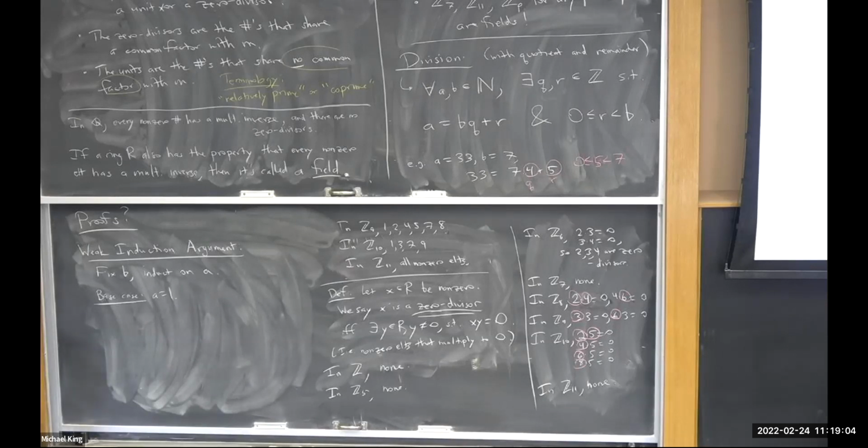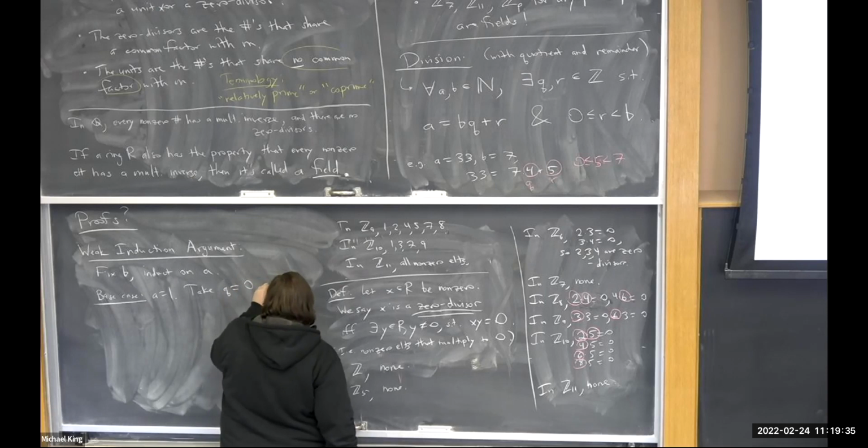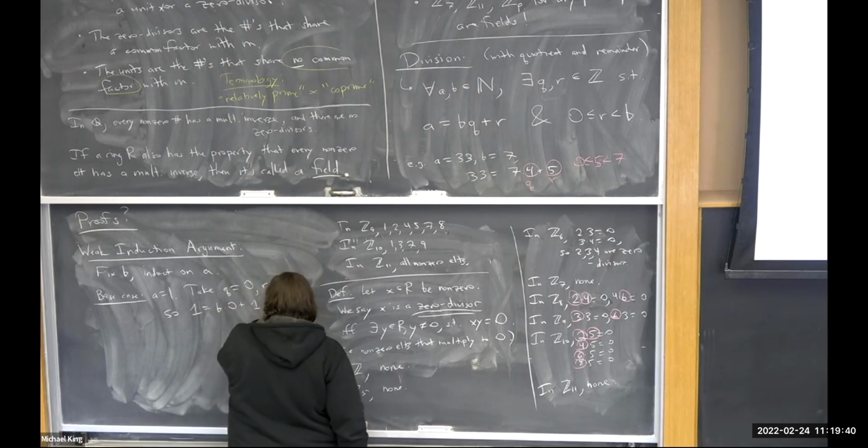If I just put A as 1 and take a B up there, what's my quotient going to be when I divide? Say B is 10. What's your quotient and remainder? Yeah, Q is 0 and R is 1, right? Take Q equals 0, R equals 1. So 1 is B times 0 plus 1, and 1 is less than B.